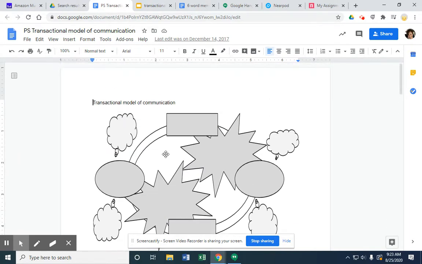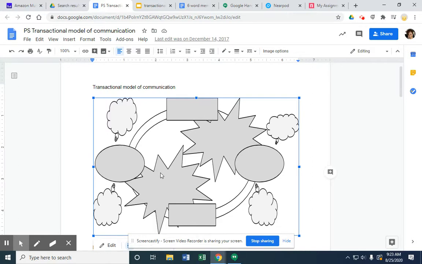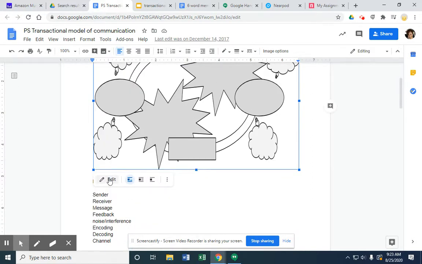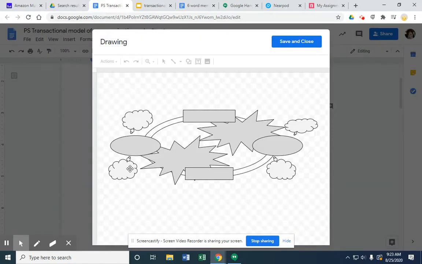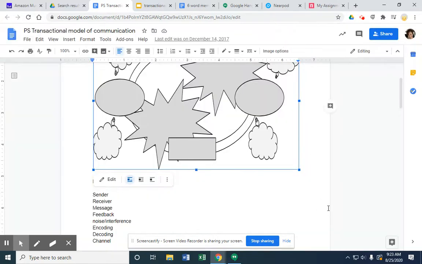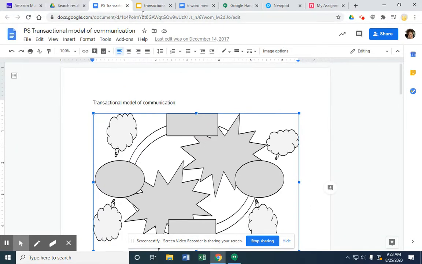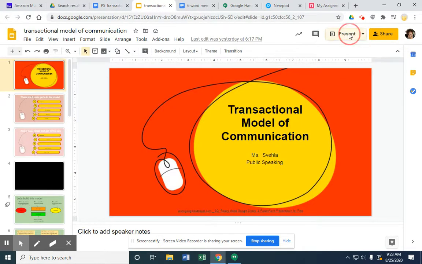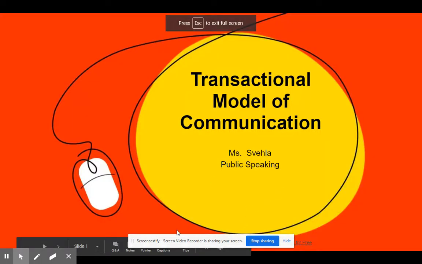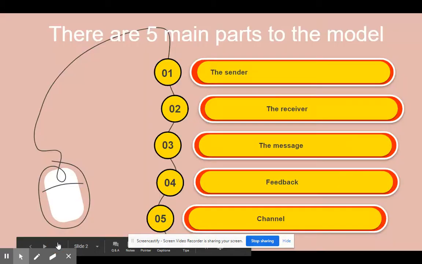When you type into it, you need to click on it as a photo, and then click on edit, and it'll bring it up like this, and then you can just type right into it, or you can draw it out yourself. The way you're going to figure it out and answer the questions is by going through this transactional model of communication, which is a slide. So I'm just going to go through it with you. You do not have to go through the slides themselves. So let's take a look.